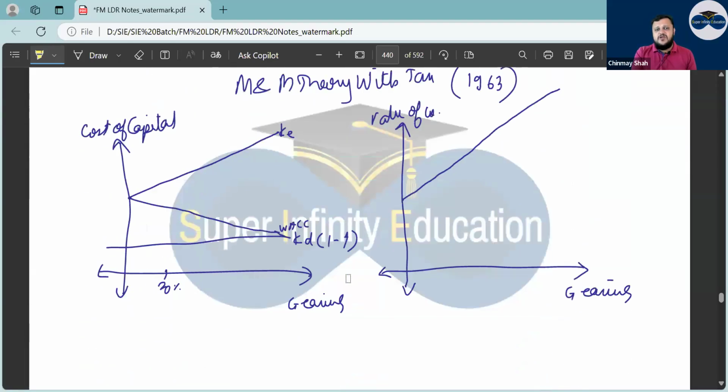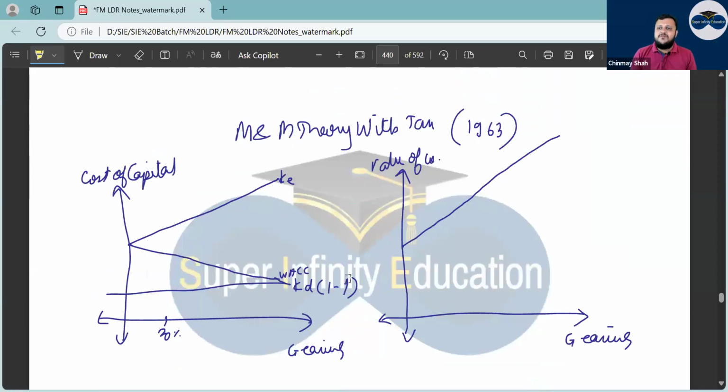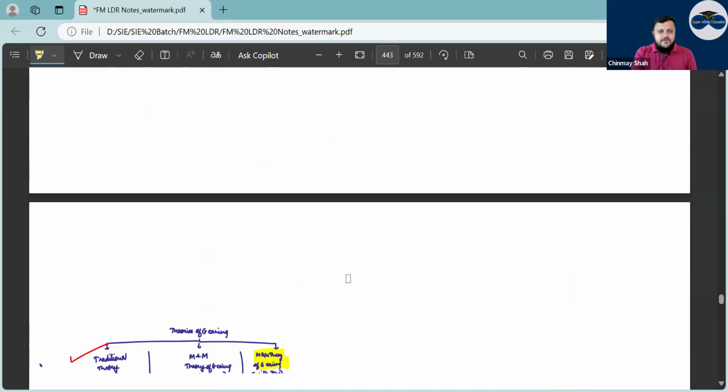Then comes Modigliani and Miller with tax. What does Modigliani and Miller with tax say? They understood that because of tax, right, a lot of things will change. So KD (1 minus tax), correct? So if you borrow, then your WACC will fall, KE will go up, and value of company will go up. But every time you want money, always take debt, debt, debt, debt. So there is a comparative analysis as well.